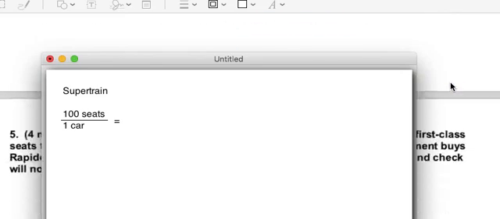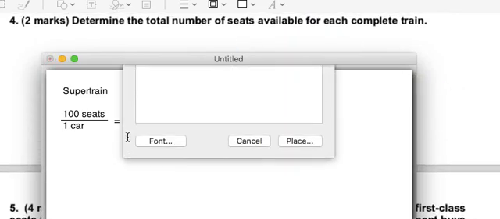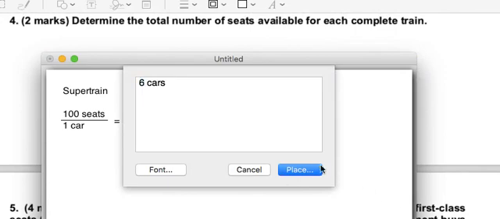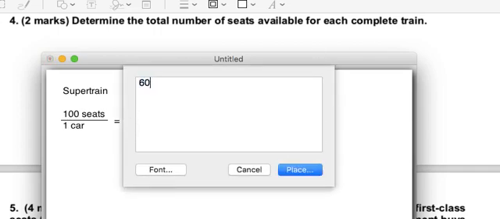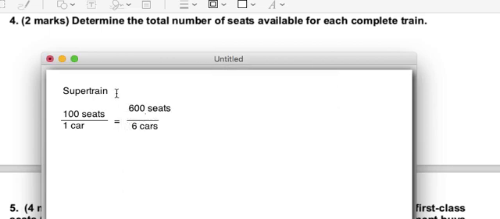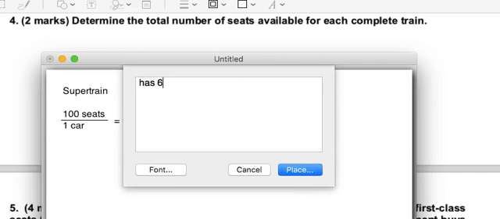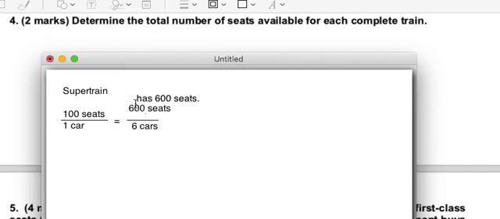Okay, so if there's 6 in the whole train, then the bottom part of this proportion is just going to say 6 cars. And once I've set this up neatly and I have everything logically where it should be, then figuring out the missing amount isn't hard at all. I'm sure a lot of you were screaming at your screens, "Sir, it's 600 seats. It's obvious. There's 100 seats in 1 car. There's 6 cars. It's going to be 600 seats." That's right. 6 times 100 divided by 1 gives you 600 seats. So once you figure out the missing part of the proportion, you know that the super train has 600 seats, and that's part of your answer.